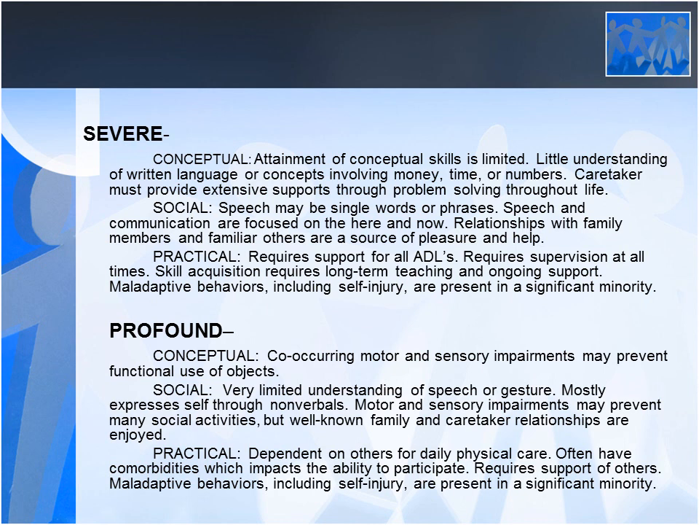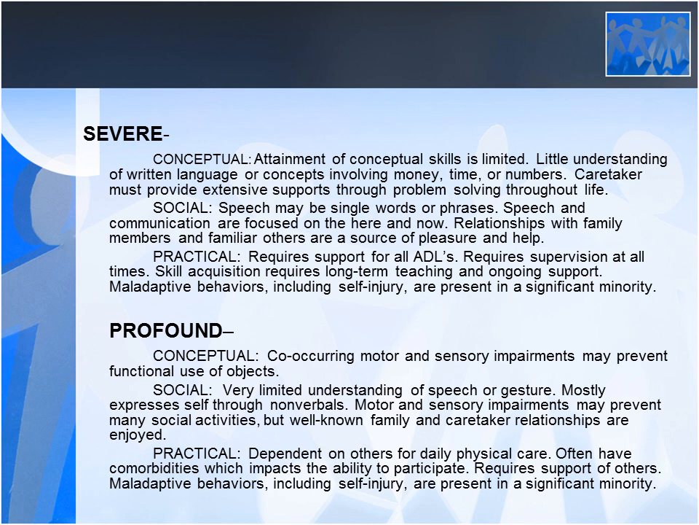Profound: looking at the conceptual skills, co-occurring motor and sensory impairments may prevent functional use of objects. Okay, so looking at tool use with eating, checkbooks, time, money, clocks, calculators, use of even a pen or a pencil. Okay, that's going to be really, really difficult.